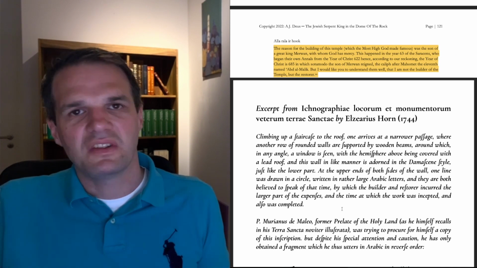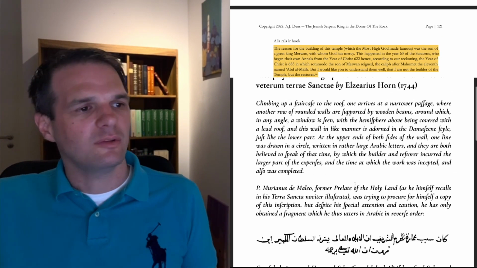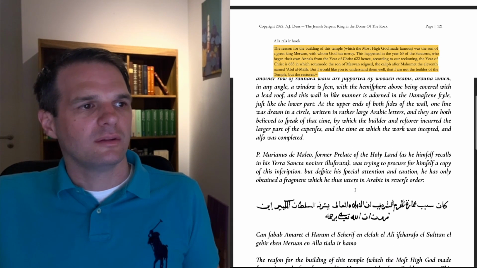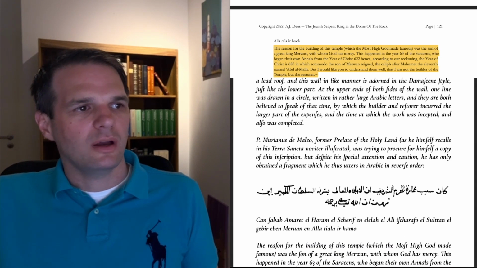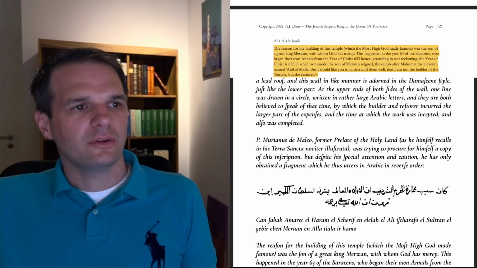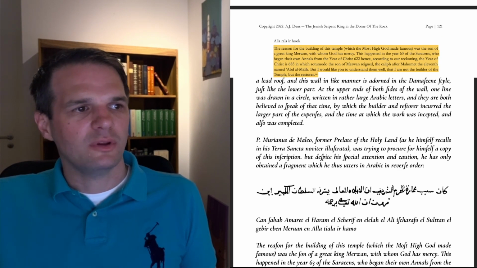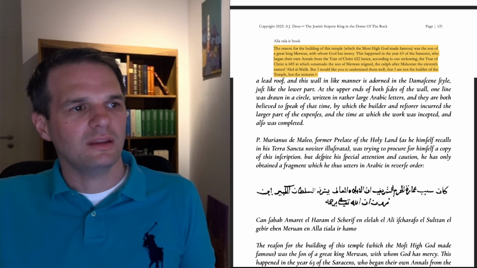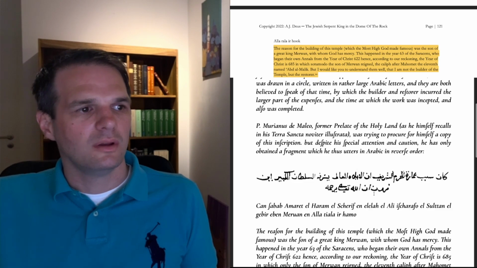So it seems like a match. All right, let's move on. Then he writes, P. Murianus de Maleo, former prelate of the Holy Land, as he himself recalls in his Terra Sancta Novita Illustrata, was trying to procure for himself a copy of this inscription, but despite his special attention and caution, he has only obtained a fragment, which he thus utters in Arabic in reverse order.